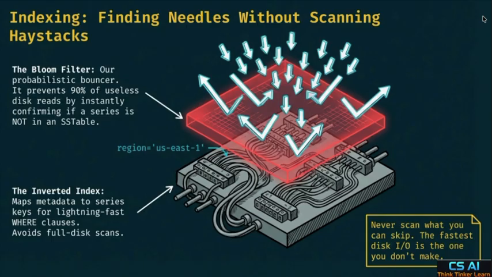Finding needles in billion point haystacks requires two specialized tools. The Bloom filter is our probabilistic bouncer. It can instantly confirm if a series is not in the SSTable, preventing 90% of useless disk reads. The inverted index then maps your metadata tags to specific series keys. Remember, the fastest disk I/O is the one you don't have to make. Never scan what you can possibly skip.